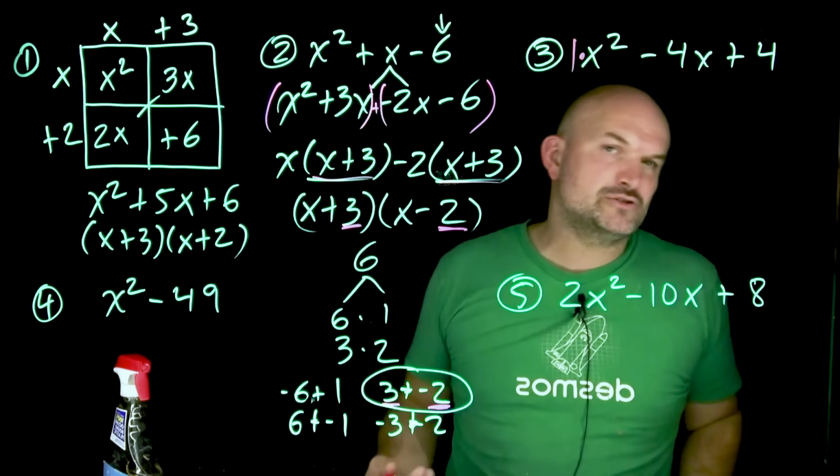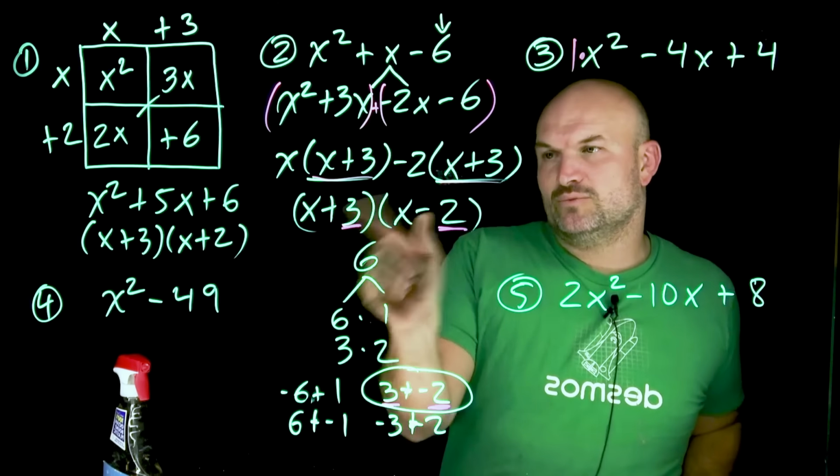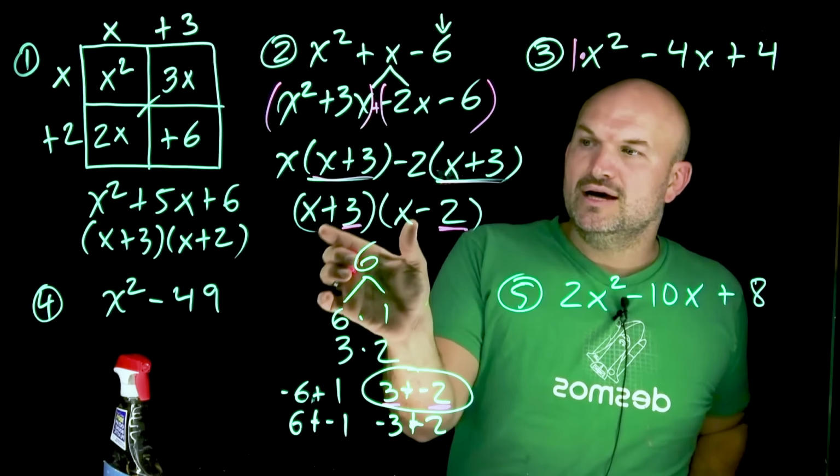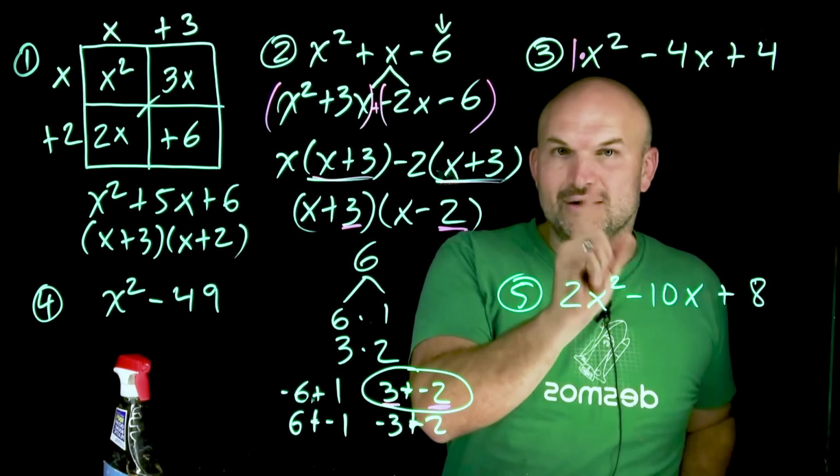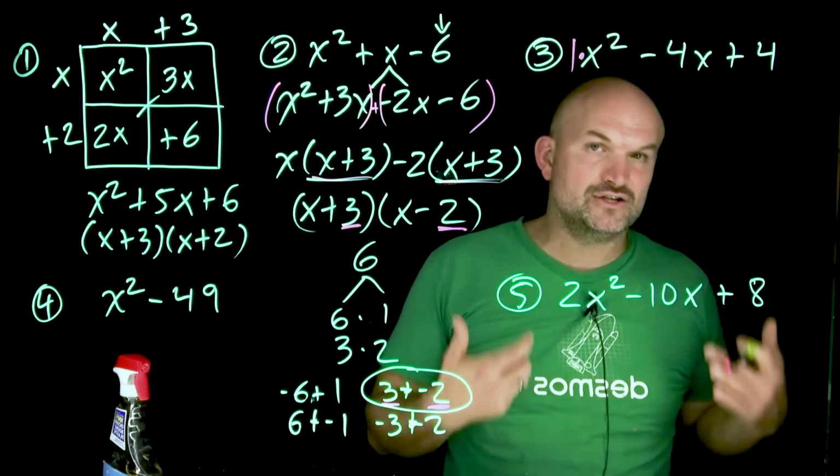Now, the cool thing about perfect square trinomials is that rather than getting factored to a factor times a factor, these get factored to one factor multiplying by itself, or one factor being squared.